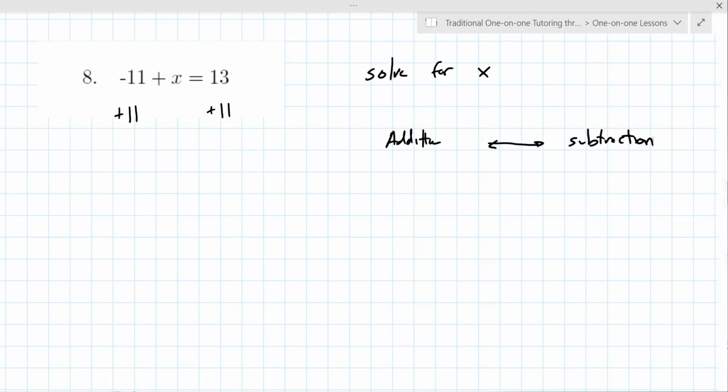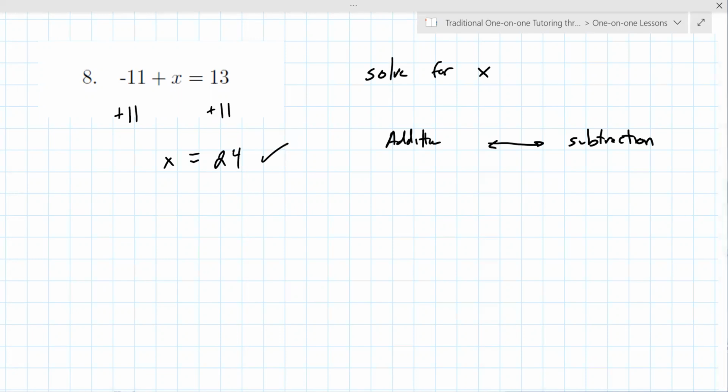Okay. So what is your final answer? What does X equal? 22. 13 plus 11. Try that one more time. Oh, 13 plus 11 is 23. It's 24. 24. Good.